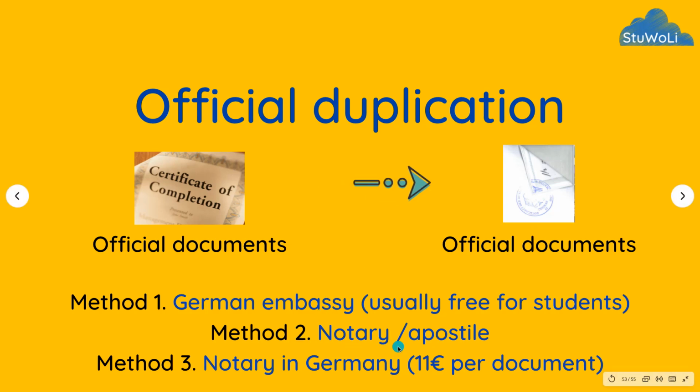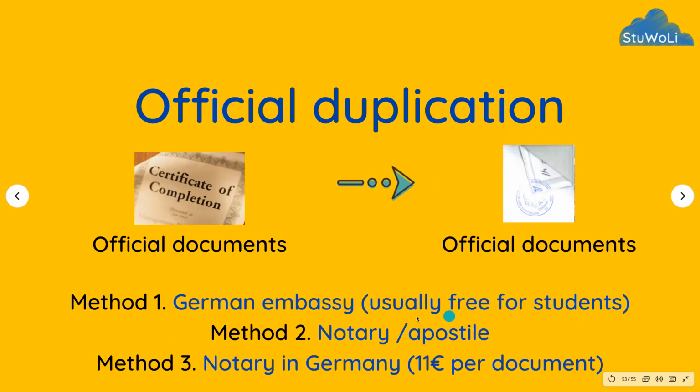Method number 2 is to go to a notary, or if you have apostille in your country, you can go to apostille, right? If you don't know what apostille is, you can ignore that. If you know what it is, then you know what I'm talking about. Or notaries sometimes do that. Notaries in Germany are all accepted. Notaries in your country, I don't know. We cannot say in each and every country that notaries are accepted in Germany. The most secure way is the German embassy for sure. German embassies doing the official duplication, meaning beglaubigte Kopie, right? That's the terminology that they know and understand, and also on their website, beglaubigte Kopie. That is accepted, and as said, usually free of charge for students.